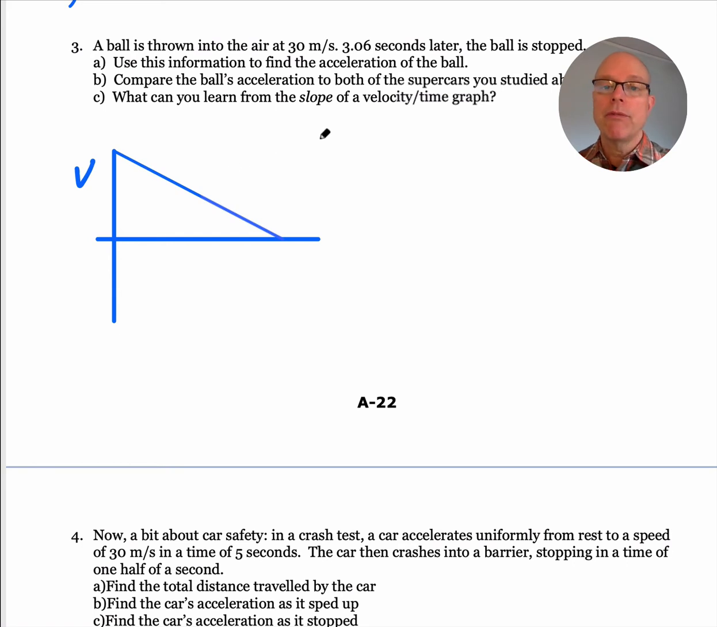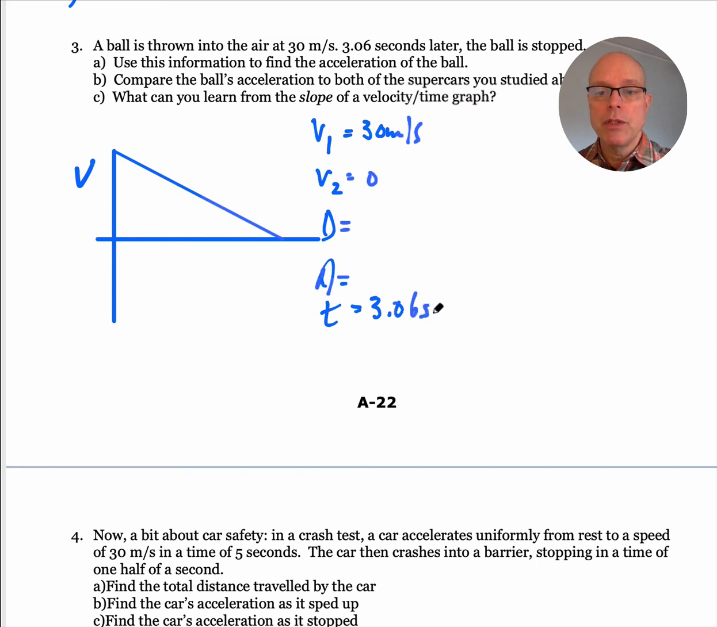The big thing you're going to get from your graph, though, is you're going to be thinking when you make out your list, V1, V2, D, A, and T. The V1 here is a bigger number than the V2. This one's 30 meters per second, and the V2 is going to be 0. The D, we don't know it yet. A, we don't know it yet, but they did give us the time, which is nice. So this is going to be a pretty easy one for us.